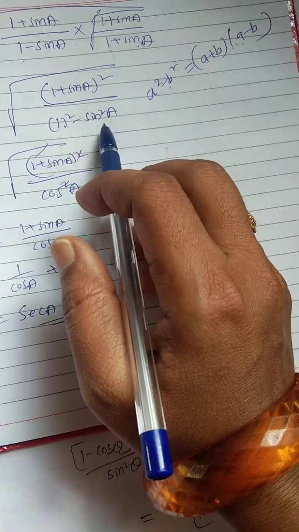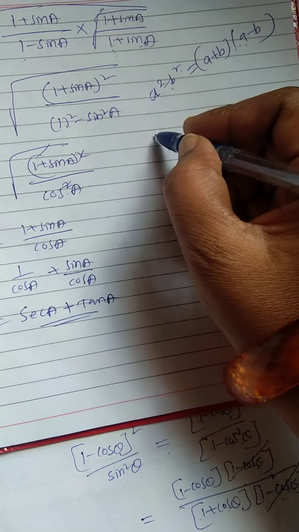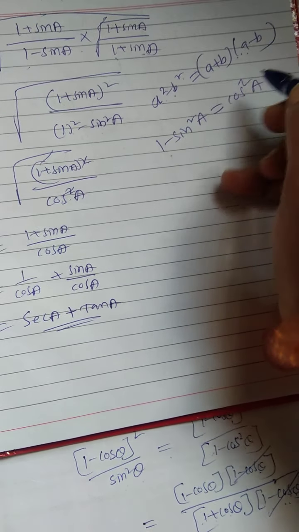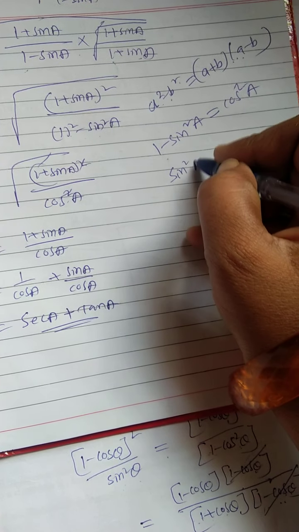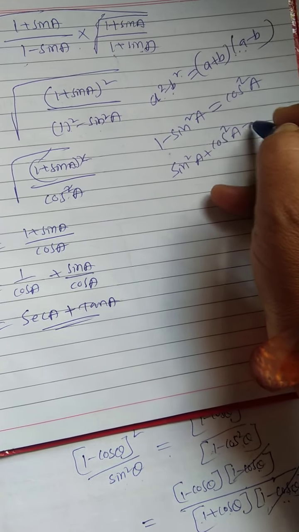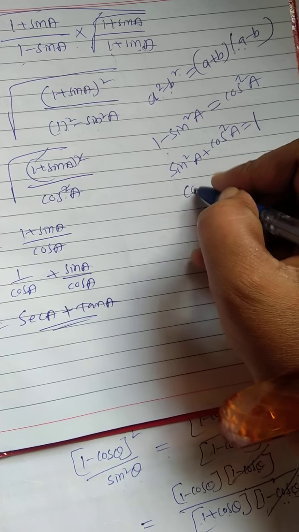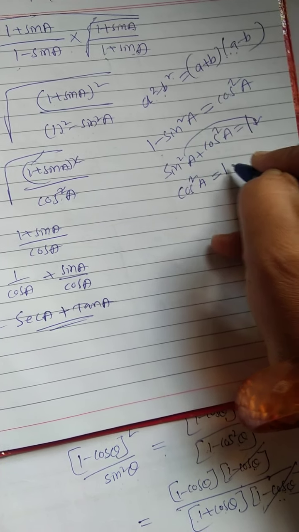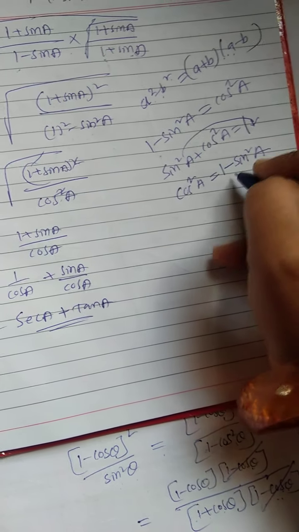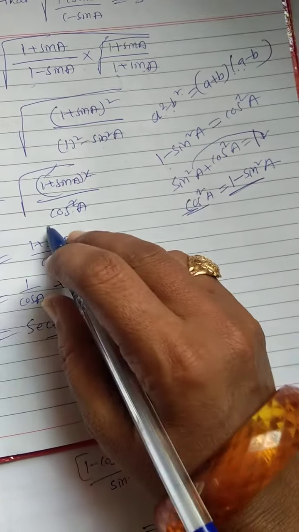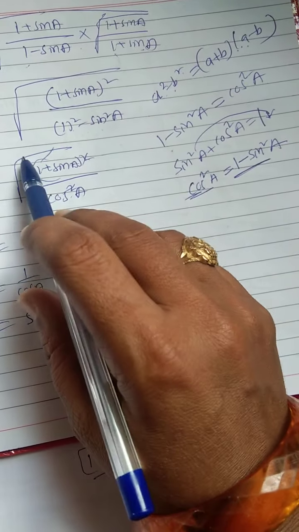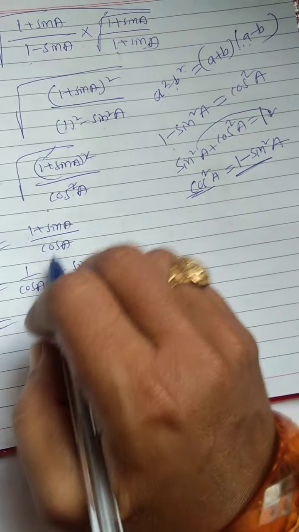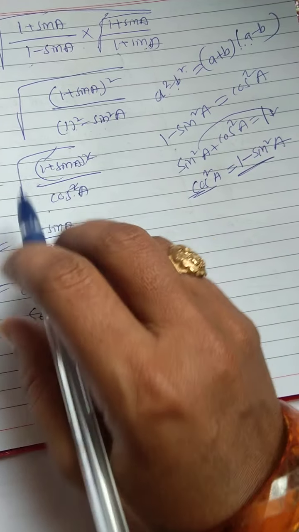Okay, here 1 minus sin square a we can write as cos square a, isn't it? Why? Because we have the identity sin square a plus cos square a is equal to 1. So cos square a is equal to 1 minus sin square a. Instead of this we can write cos square a, that only I wrote here. So both square root and square will cancel. So numerator 1 plus sin a by denominator cos a.